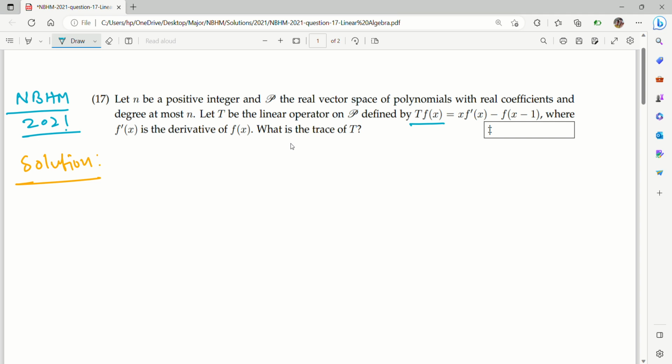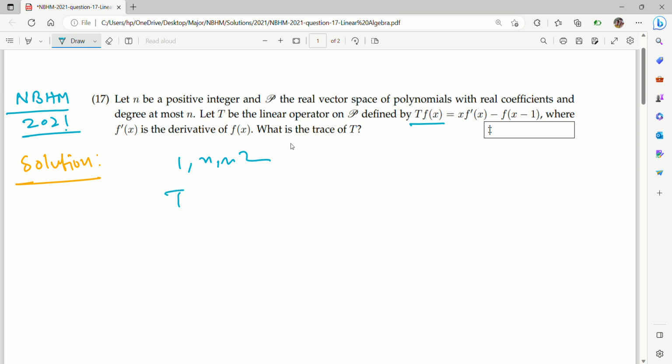So to solve this problem, we need to start by looking for a pattern by taking 1, x and x squared. Our vector space is the vector space of polynomials with real coefficients and degree at most n. So suppose we want to see how this transformation acts on the basis elements 1, x and x squared.